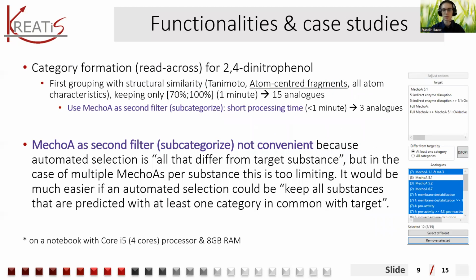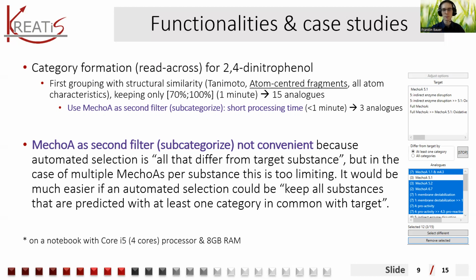Another strategy is to go for a first grouping using structural similarity and then refine with MechoA as the subcategorized step. Using the atom-centered fragments fingerprint, I could get a list of 15 analogs in 1 minute only. Among these 15 closely related analogs, only 3 have the same MechoA as the target substance. The 3 analogs obtained here are the same as in the first strategy, but the overall processing time is drastically different.